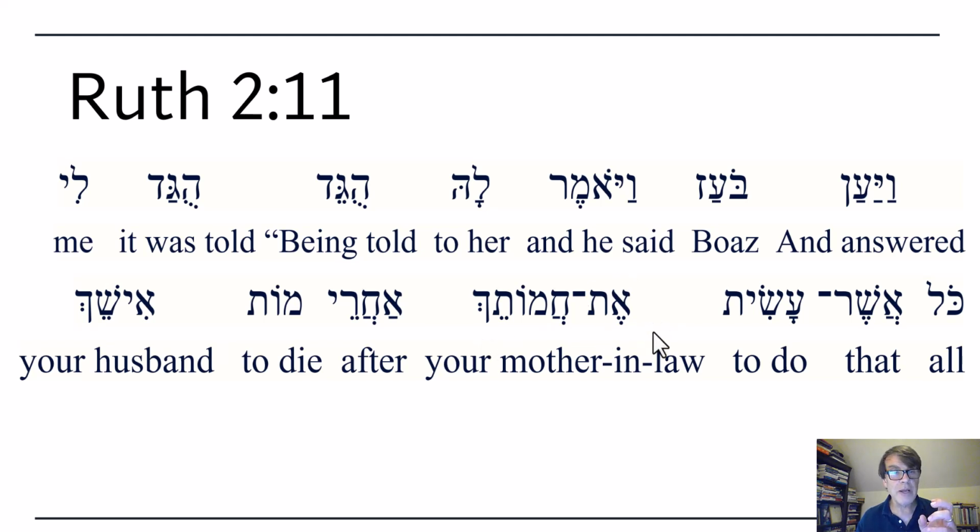So et is the direct object marker. So to do to your mother-in-law. We know what you did to your mother-in-law, although this is good. All the good things you did to your mother-in-law. We know all that you did to your mother-in-law. The ka is a second feminine singular possessive suffix, your. And then hamot is the mother-in-law.